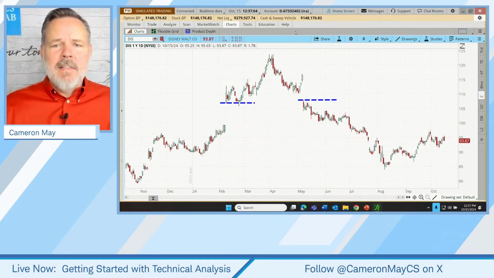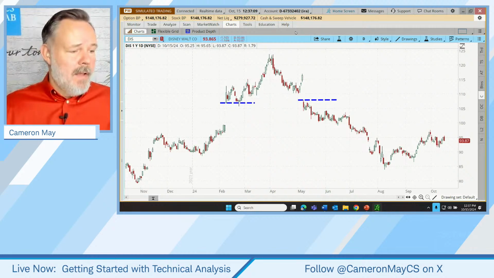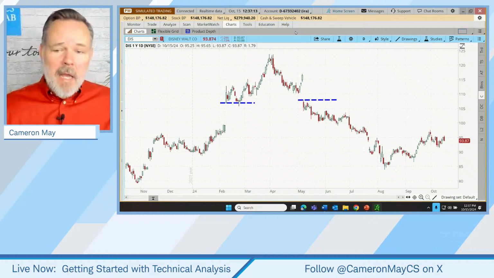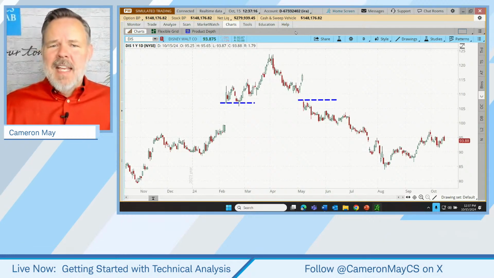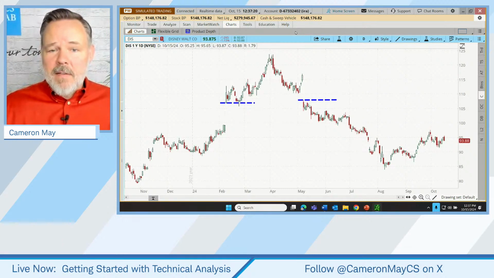But the statement, all gaps fill, Tamale says, I heard gaps usually fill. Okay, maybe we can make an argument for that. And by the way, is there a time frame associated with that?